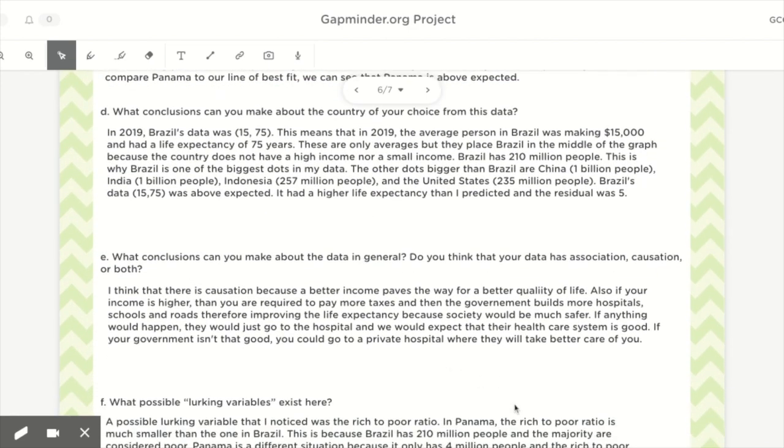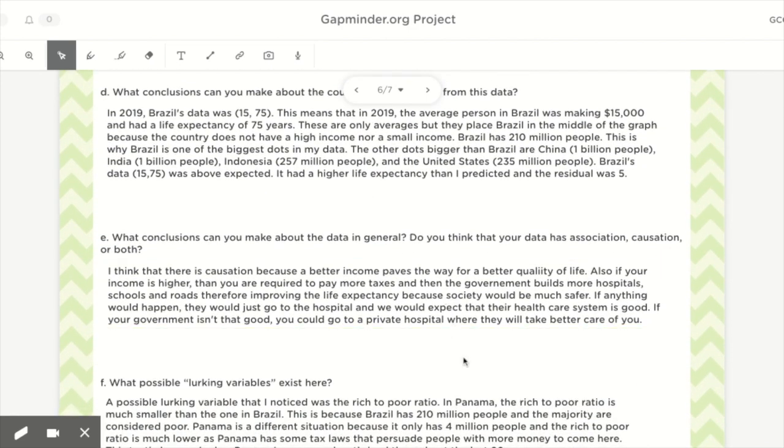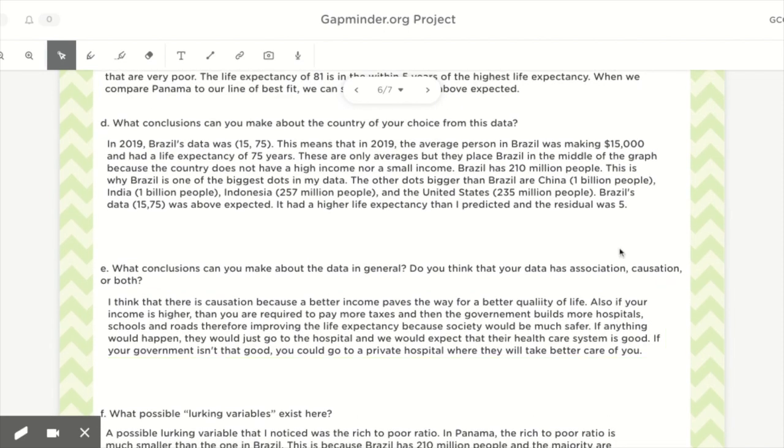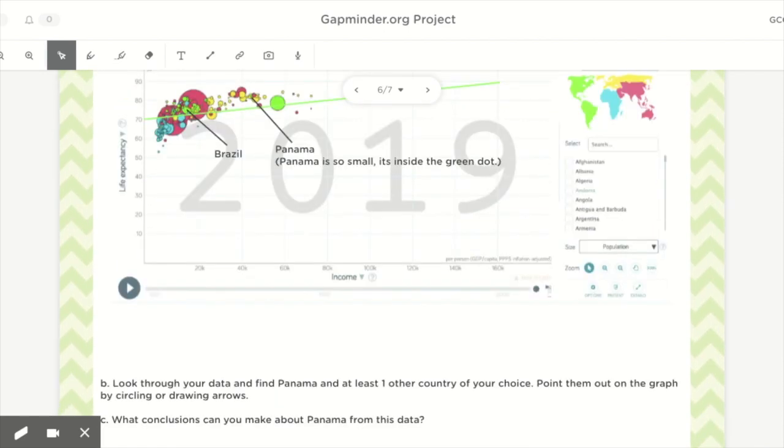So what conclusions can we make about this data in general? I think that there is causation because a better income paves the way for a better quality of life. Also, if your income is higher, then you're required to pay more taxes, and then the government builds more hospitals, schools, roads, and therefore they improve life expectancy because society would be much safer.